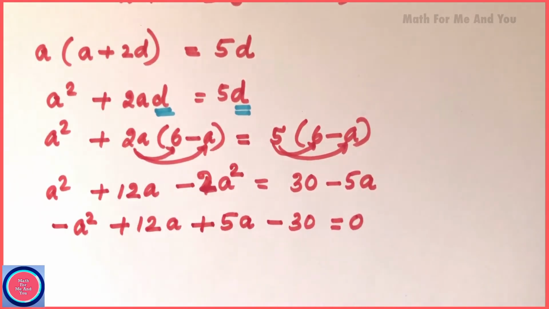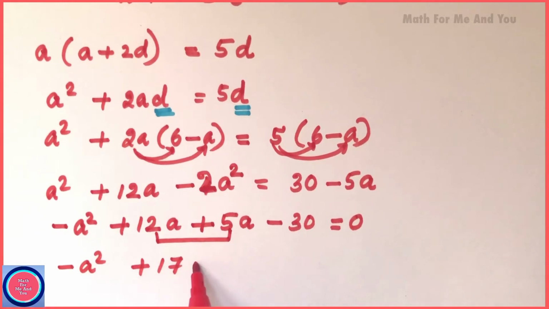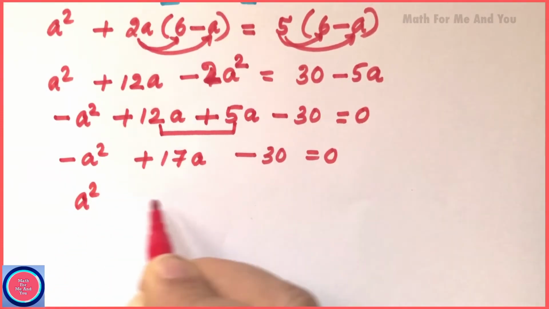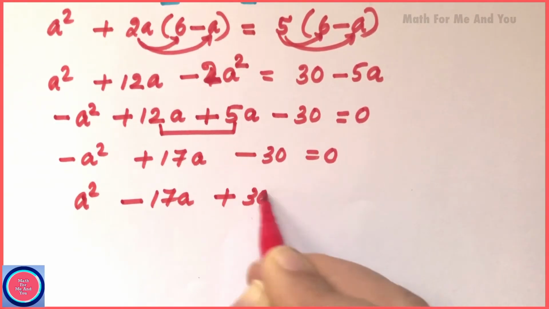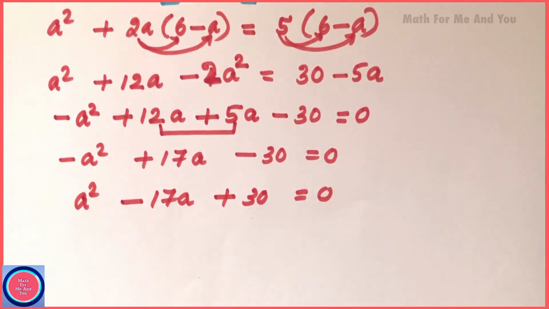So the right side is equal to 0 because all the terms we have moved. Minus A square, then 12A and 5A we can join. Then we can simplify the left side. So we write minus A square plus 17A minus 30 is equal to 0. Throughout we can divide with minus, then we get a positive A square minus 17A, just change the sign because we are dividing with a negative, plus 30 equals 0. Now we get a quadratic equation.